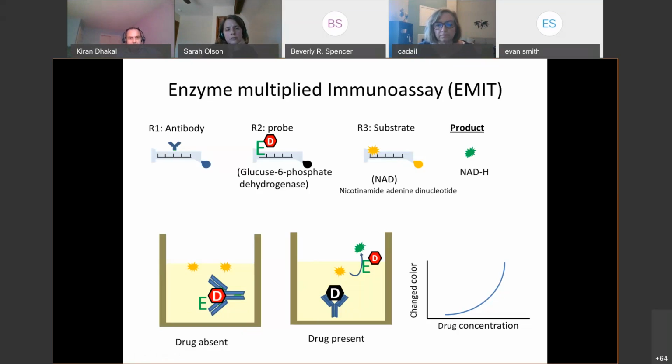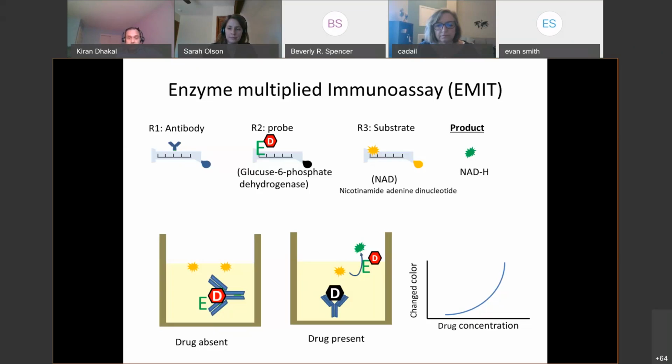So when drug is absent, all the antibody is going to capture that probe, and that will render the enzyme activity nil. There will be no enzyme activity, and you will see no signal. If the drug is present, then the probe and the drug present in the urine will compete for the antibody. And if drug is present at a very high concentration, all the drug present in the urine will be captured by the antibody, and our probe is free. Our probe can work on the substrate and produce a colored product.